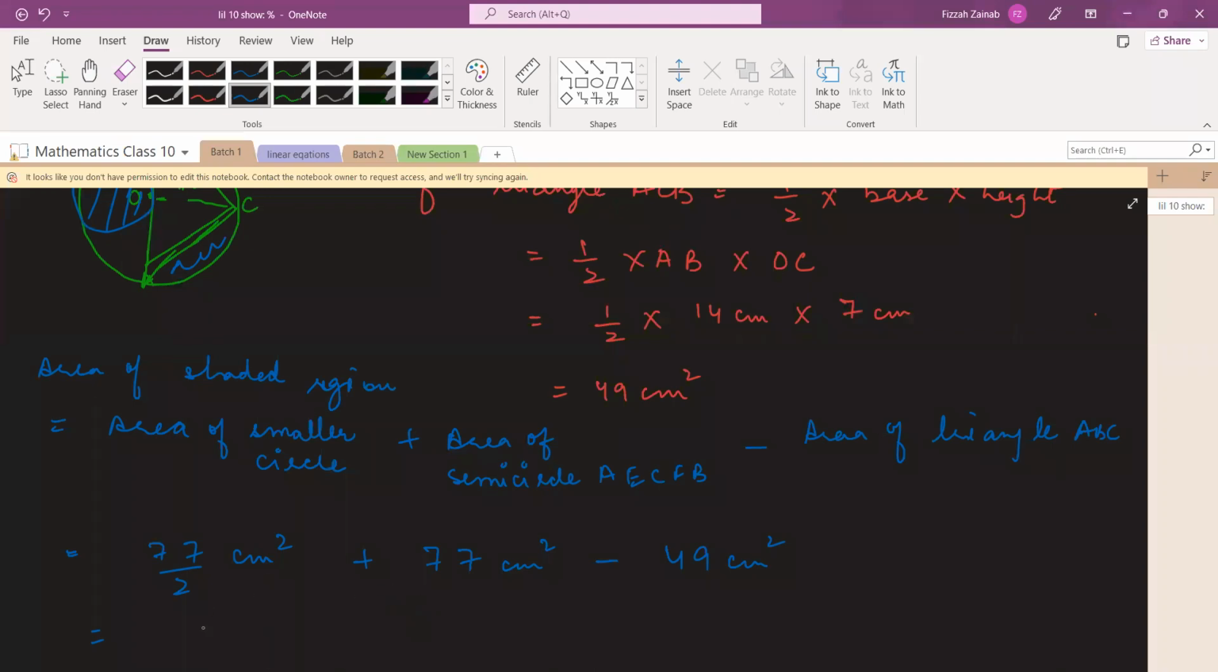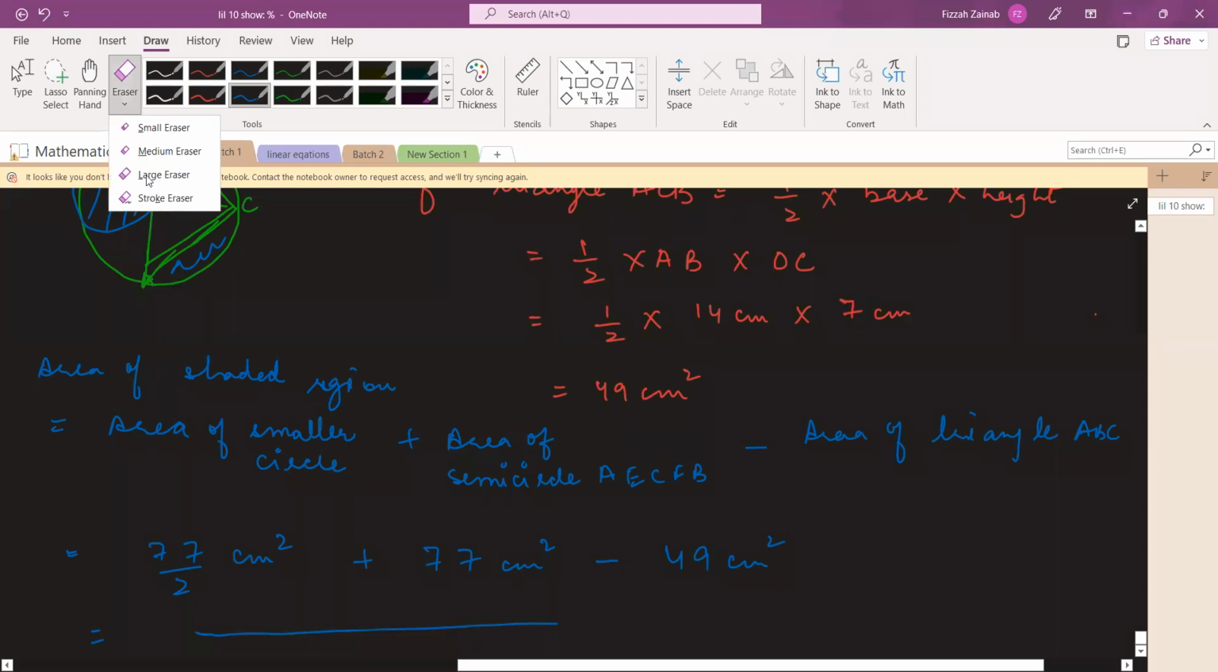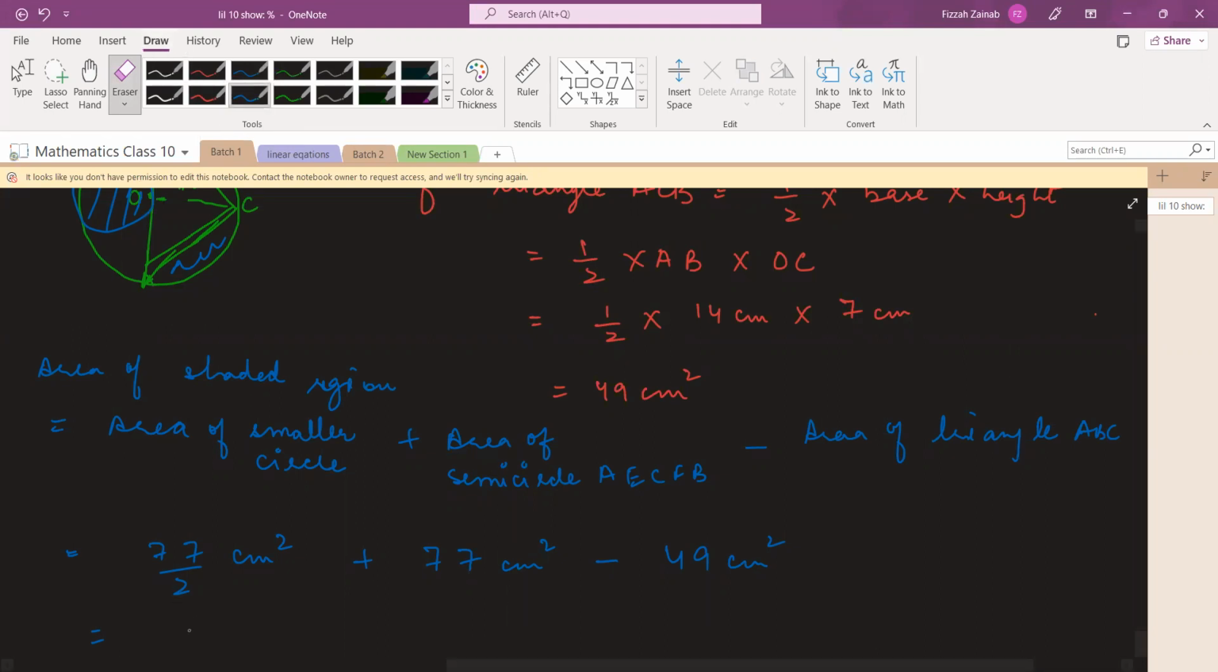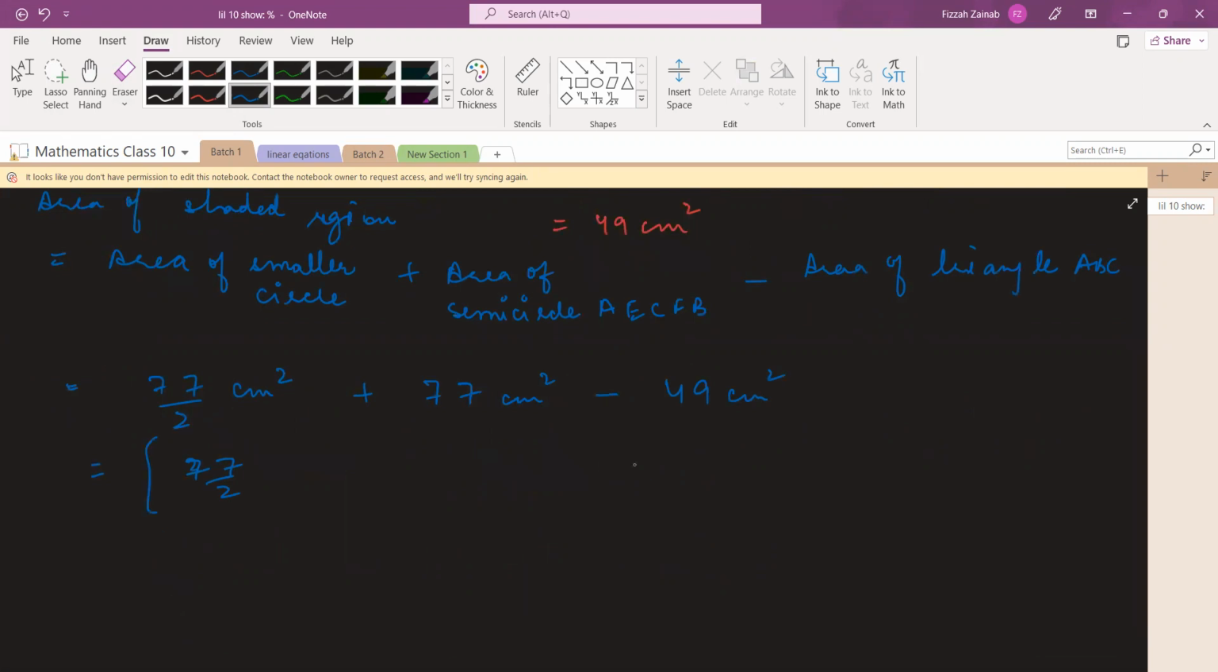Okay, you can take LCM, right? Okay, before taking LCM, you can simplify a little bit, otherwise you'll have to do long multiplication. So just leave it 77 by 2. First of all, I'm writing centimeter square outside. So this is 77 by 2, and this you can simplify. 77 minus 49 will be how much? 28. Okay, so 28.